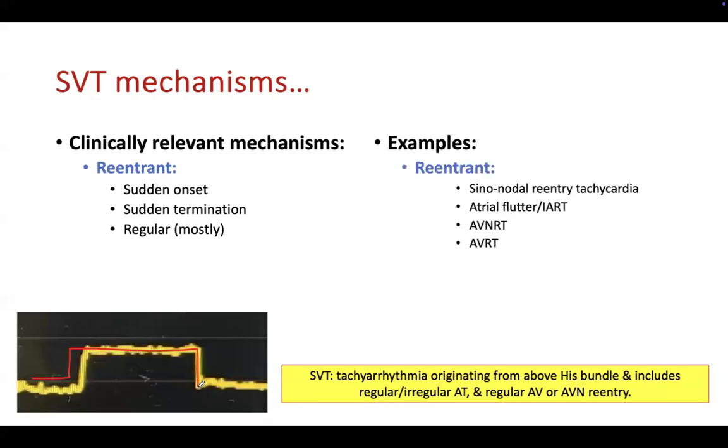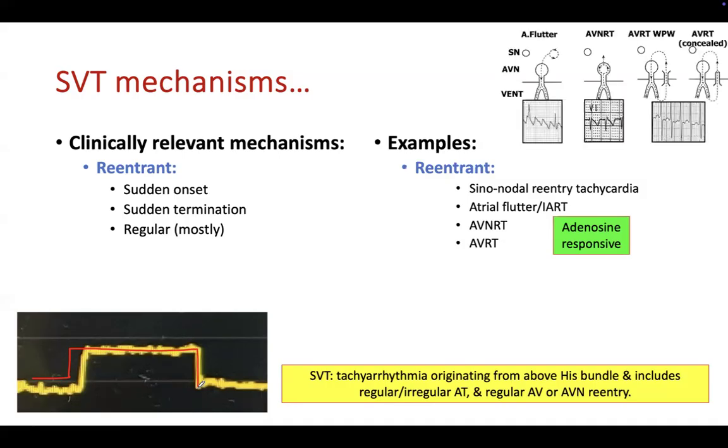Examples of characteristic reentrant tachyarrhythmias are atrial flutter, AVNRT, and atrioventricular reentry tachycardia, both of which are adenosine responsive, the AVNRT and AVRT. And again, just really quick, AVRT just means you have an accessory pathway, and the tachycardia goes down the AV node and up the accessory pathway, or it could be the other way around, but very rarely, in which the tachycardia goes down the accessory pathway and up the AV node.